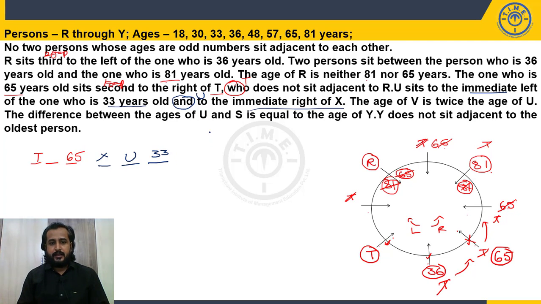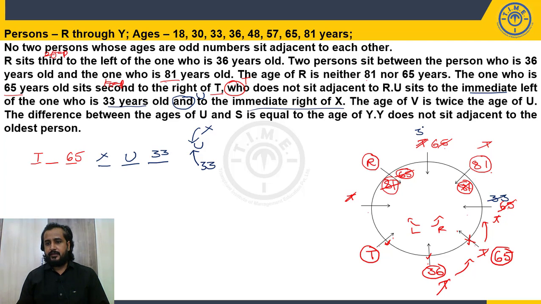So in arrangement X, U, 33. It should be like this, because U should be immediate left of 33 and U should be immediate right of X. So let's see where it is possible. X, U and 33 consecutively. Now, being this is 81 and 65, odd numbers cannot be adjacent to each other. I can confirm that this cannot be 33.